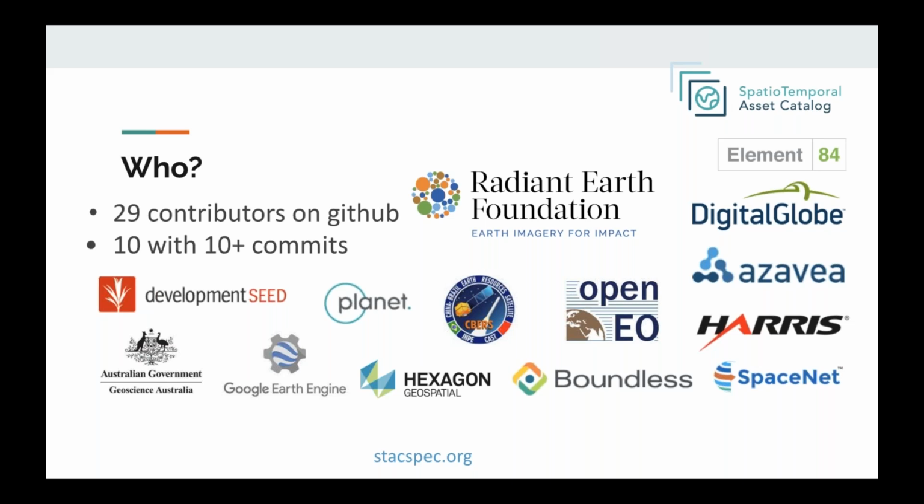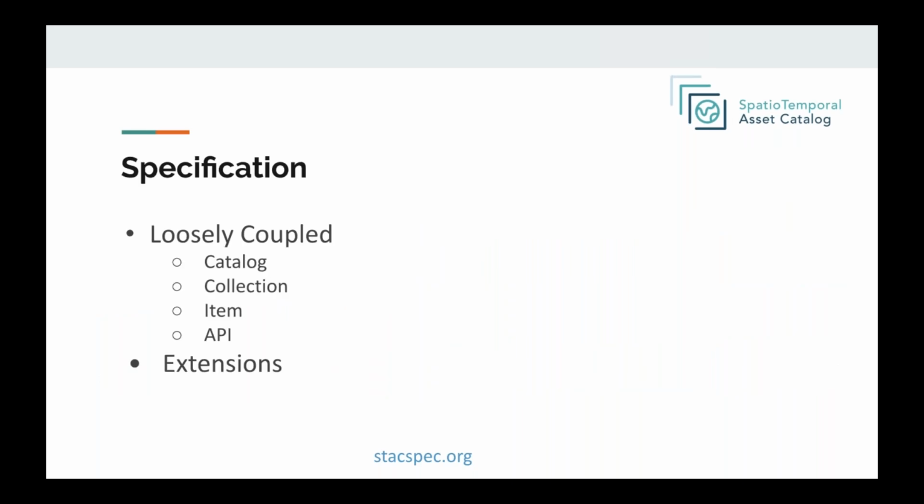There's 10 who have done at least 10 commits, so we've got kind of like a smaller core group. It's probably like 6 or 7 of us that show up at bi-weekly calls and kind of advance things. But really, I mean, for getting lots of feedback from a broad coalition of different types of people. So what's in that specification itself?